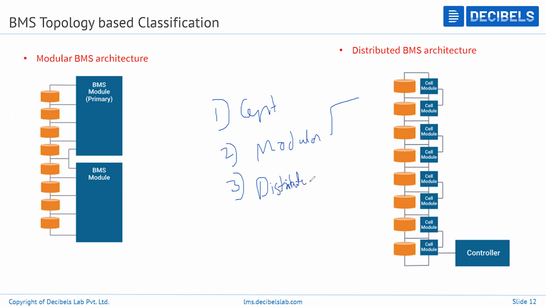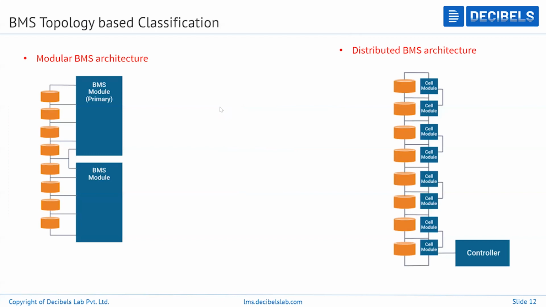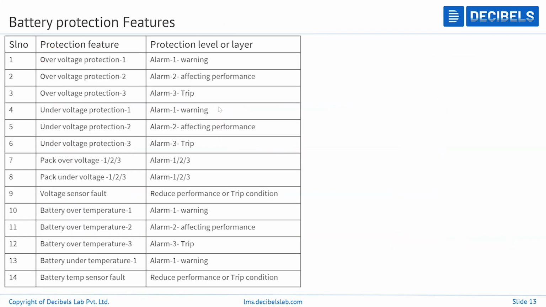So where there is an individual cell, there is a single cell BMS. So this is about topology. Then I'll try to touch on some. You can just make a note, or you can take a screenshot of these things. I'll try to explain one here.